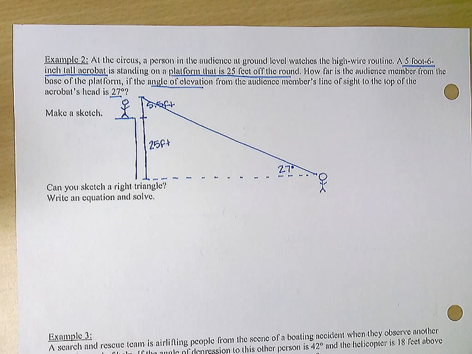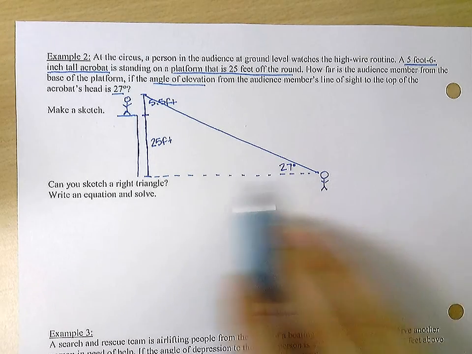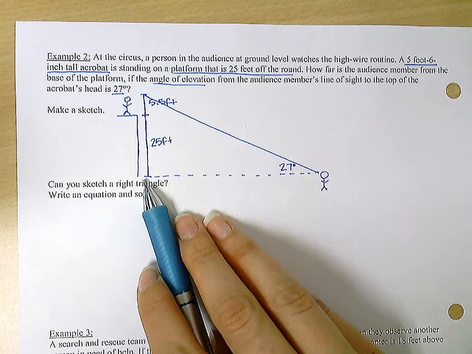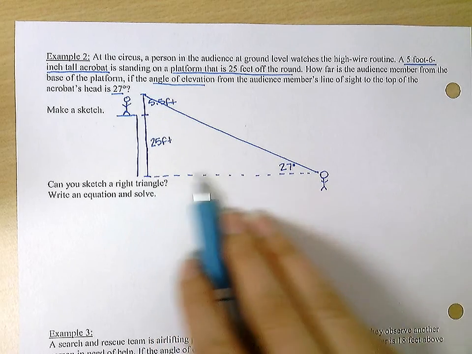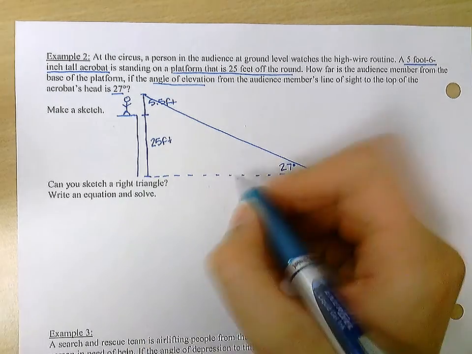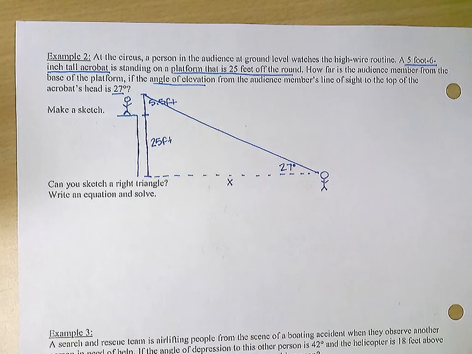Okay, and I'm trying to find how far away the audience member is from the base of that platform. So I'm looking for this distance on the bottom here. So that's going to be X.